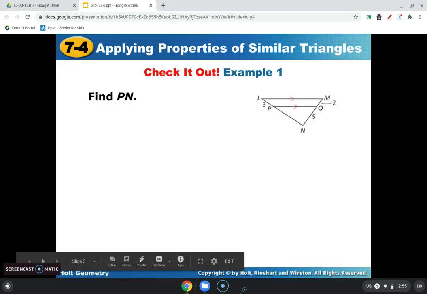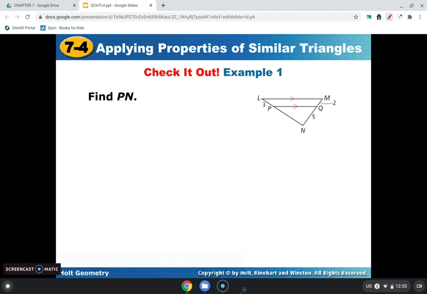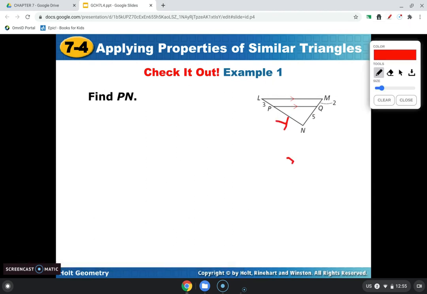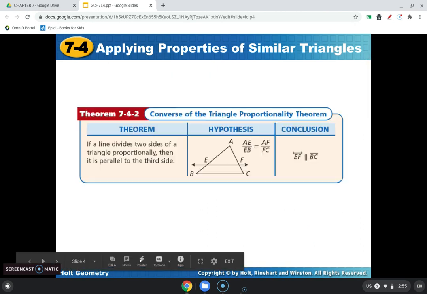So find PN. Well, we can set up our proportion. That's x, so 3 over x equals 2 over 5. So x would be 7.5. Doesn't matter how you set up the proportion, as long as you are consistent.